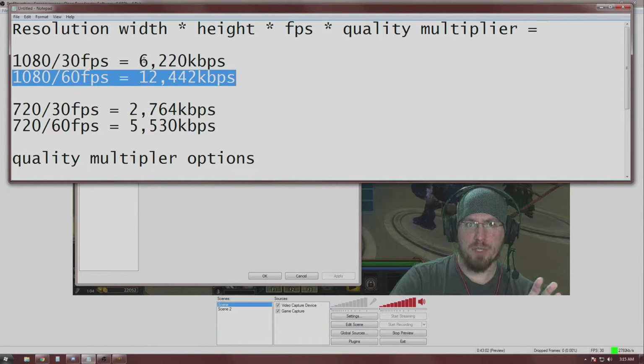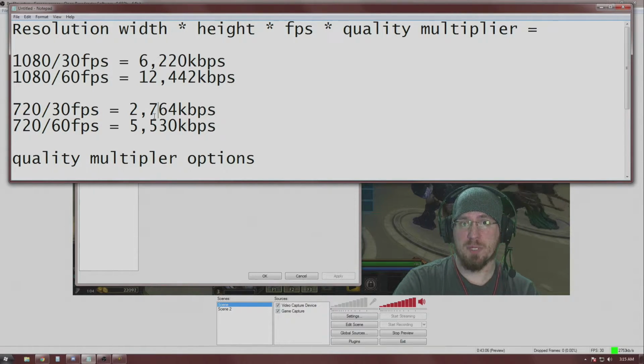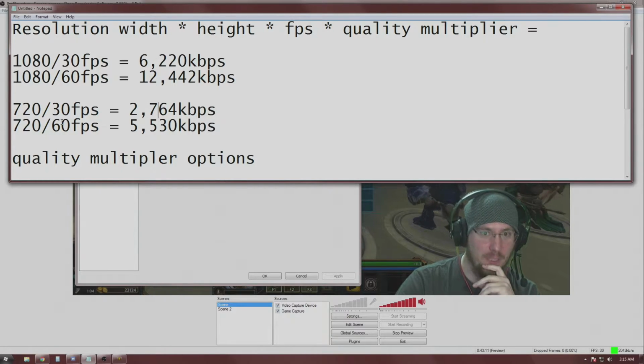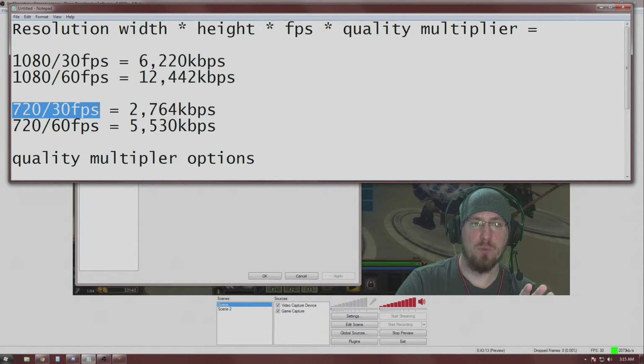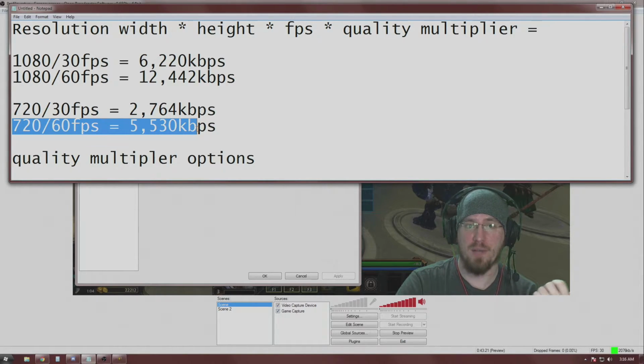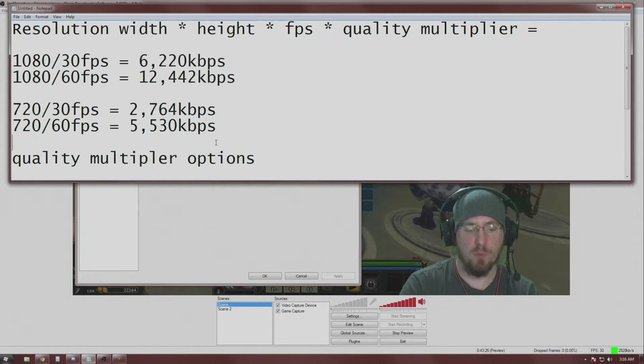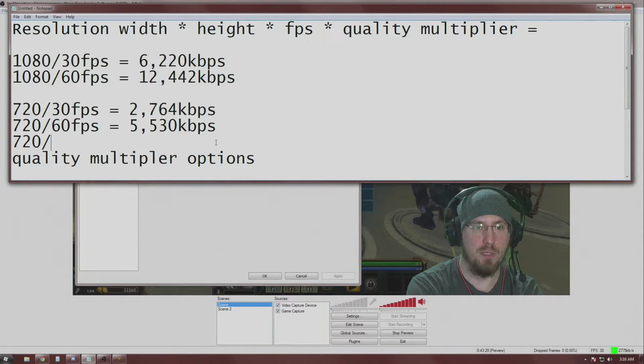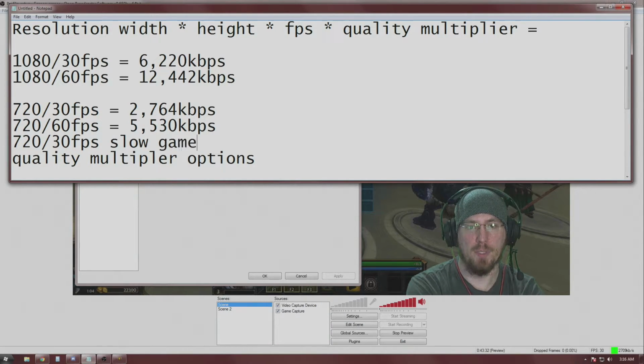Now, you may be saying to yourself, well, these are really high numbers compared to what I see everyone else doing. And the reason why is because everyone else is doing the wrong settings. And that's what I'm trying to clear up here. So a 720 with a fast-paced game, you need 2,764 bare minimum to keep the quality metrics up. 60 frames, 5,530.